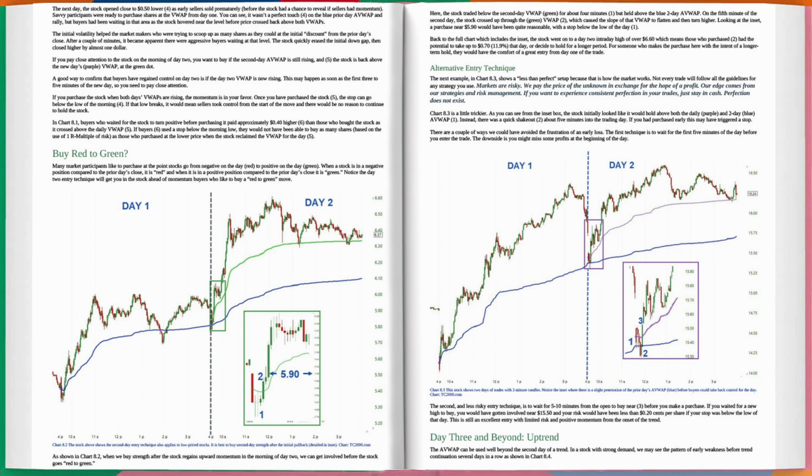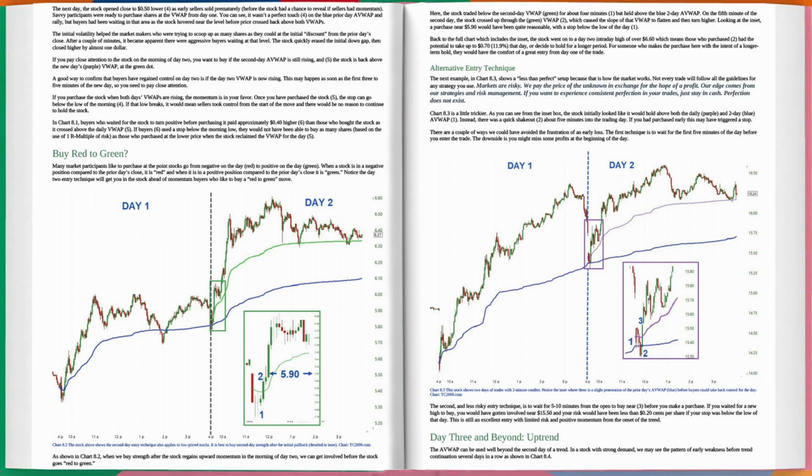The initial volatility helped the market makers who were trying to scoop up as many shares as they could at the initial discount from the prior day's close. After a couple of minutes, it became apparent there were aggressive buyers waiting at that level. The stock quickly erased the initial down gap, then closed higher by almost $1.